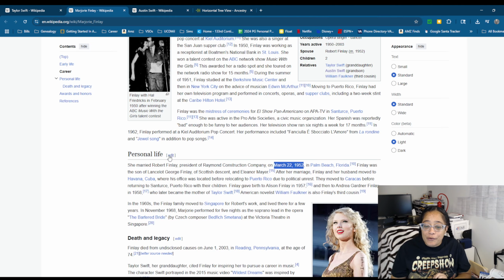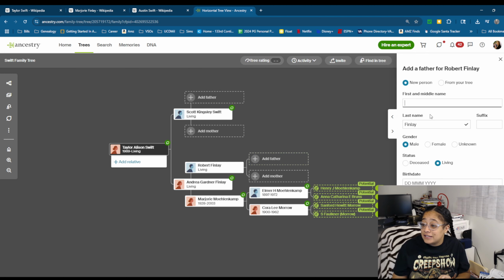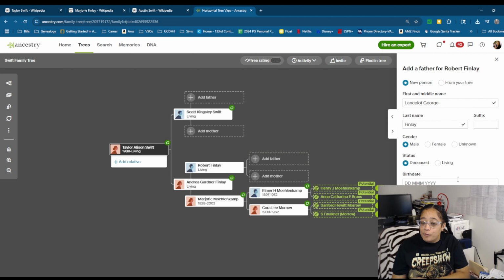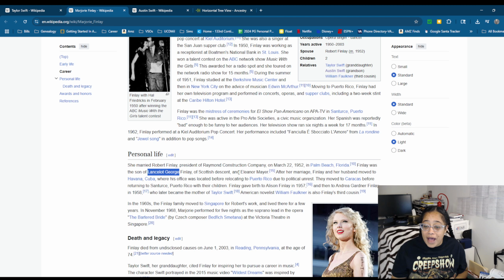Okay, so Finlay was the son of Lancelot George Finlay. Okay, so now we've got Robert's parents, which is great. So we're gonna add this. I'm going to assume that they have passed just based on when they were likely born. So I click deceased and I'm going to save. And then we're going to go back, Eleanor Mayer. Great. And we are going to add that in.